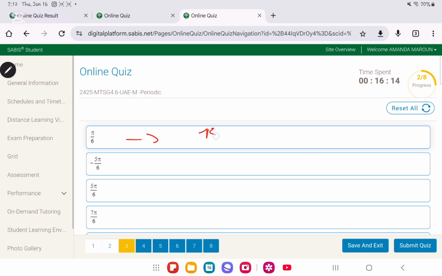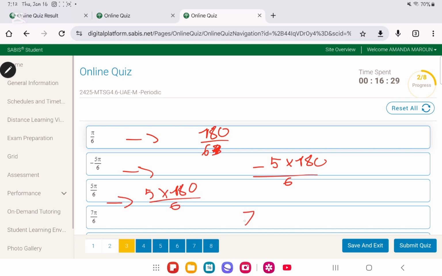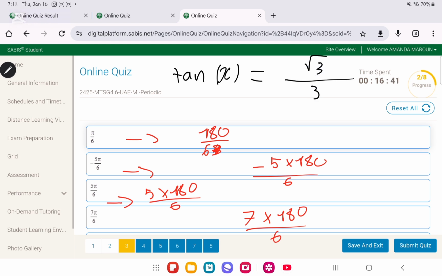This one is 180 divided by 3. This one is minus 5 times 180 divided by 6. My bad, this is not 3, this is 6. This is 5 times 180 divided by 6, and this is 7 times 180 divided by 6. And we know that tangent of the angle, which we are going to call x for now, is equal to radical 3 over 3. So what we are going to do on the calculator is tangent of the angle we get here, and it should be equal to radical 3 over 3.